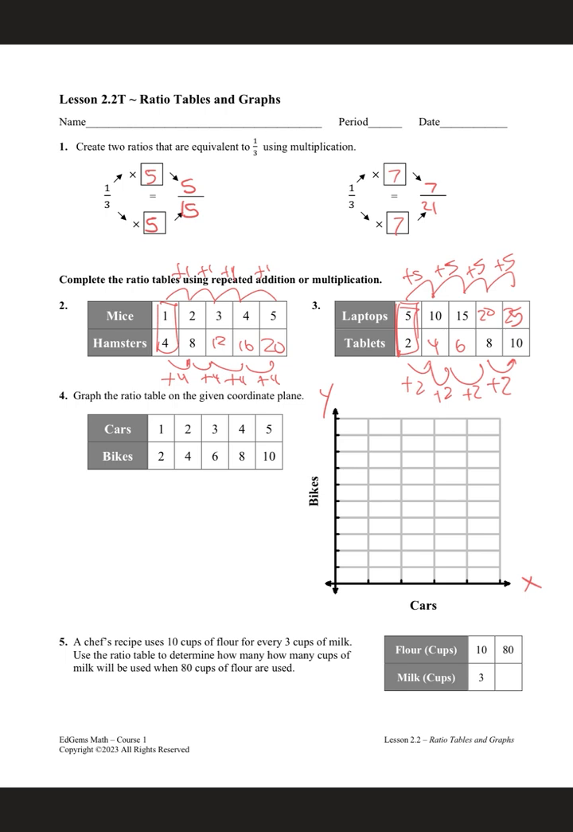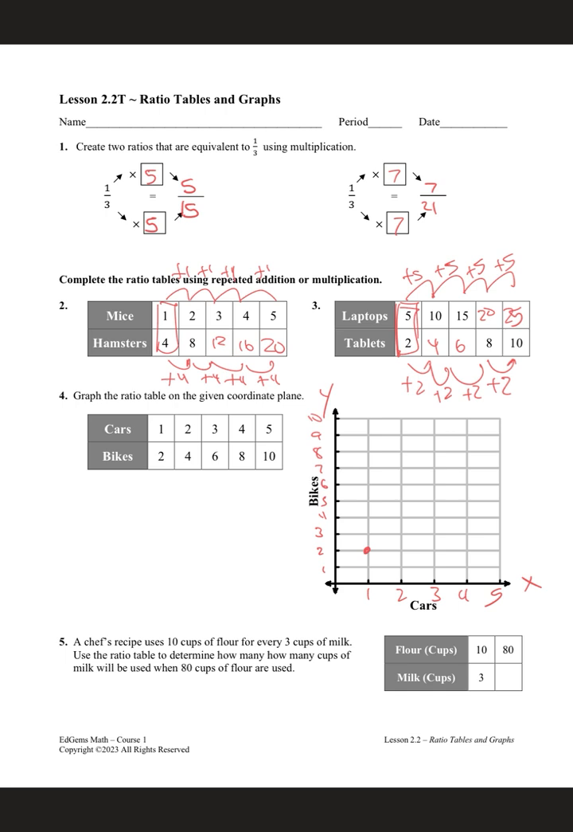So let's go ahead and plot our first set of points. If these are all 1, so 1, 2, 3, 4, and 5. And along the bikes, I'm going to go 1, 2, 3, 4, 5, 6, 7, 8, 9, 10. So those are the values of each line. So for every one car, there are 2 bikes. So that's my first point.